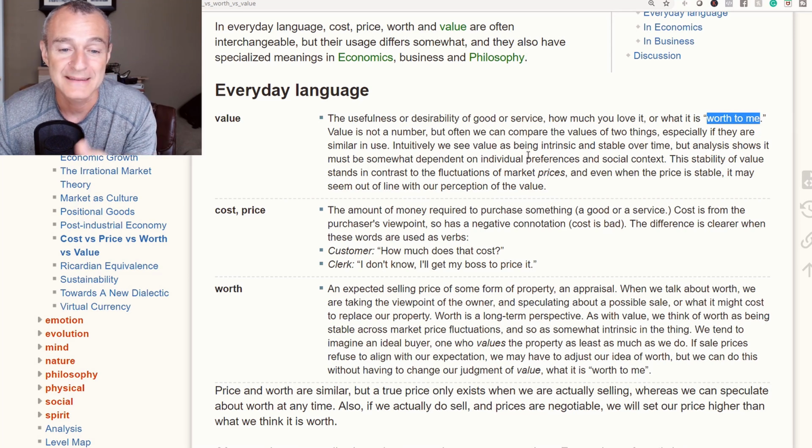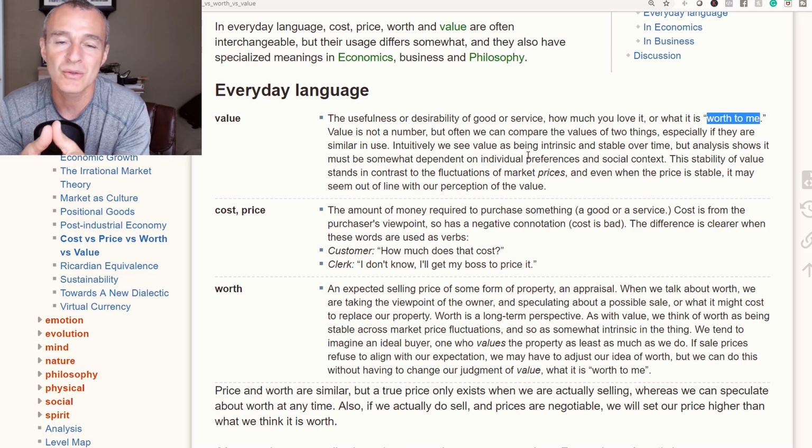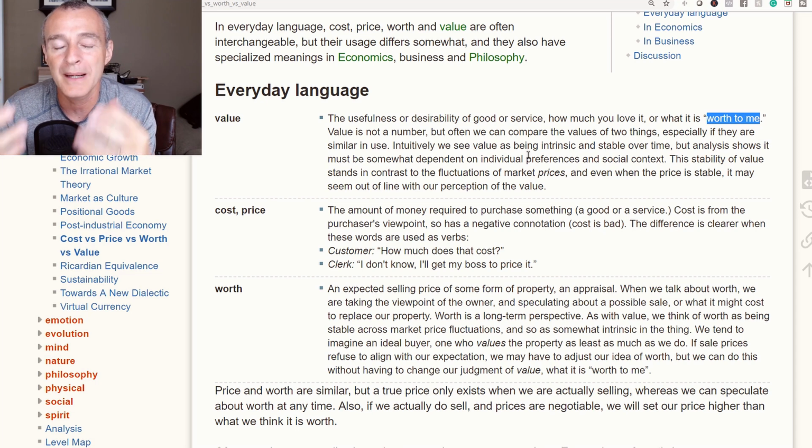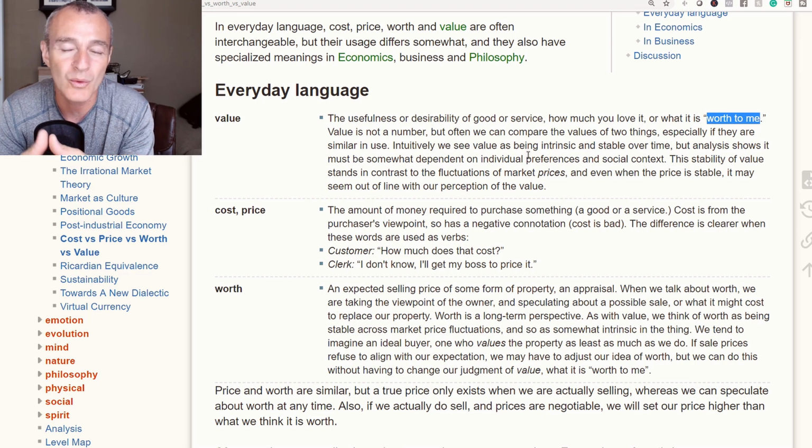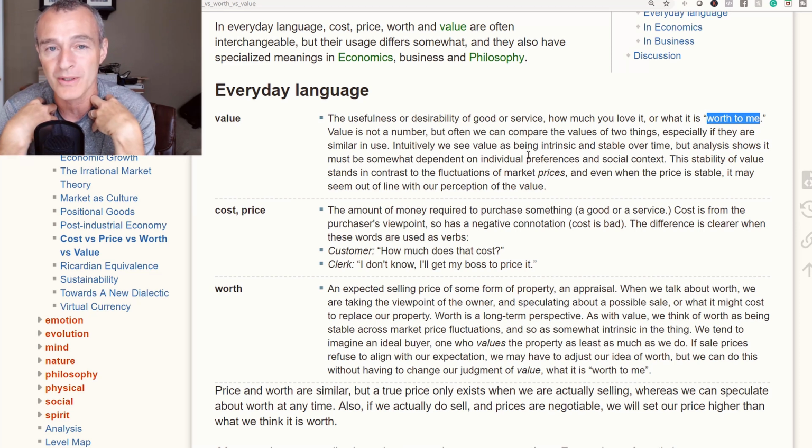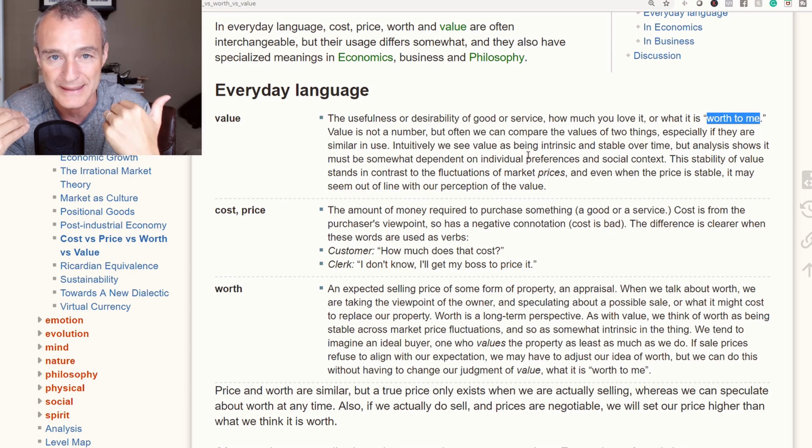Worth, on the other hand, is an expected selling price of some form of property, an appraisal. When we talk about worth, we're talking about a viewpoint of the owner. And so worth is, okay, what am I willing to accept in exchange for this product or service, right? What is this worth to me? Worth is more in terms of monetary exchange. So if I'm going to give up an hour of my life, what is an hour of my life worth to me? What is an hour of your life worth to you?